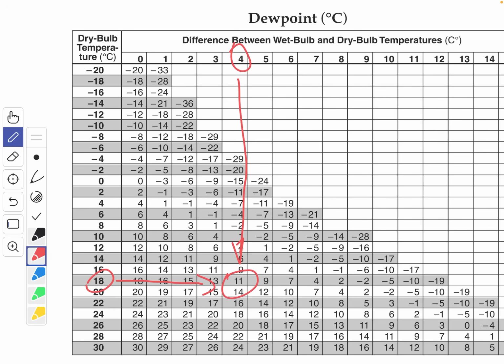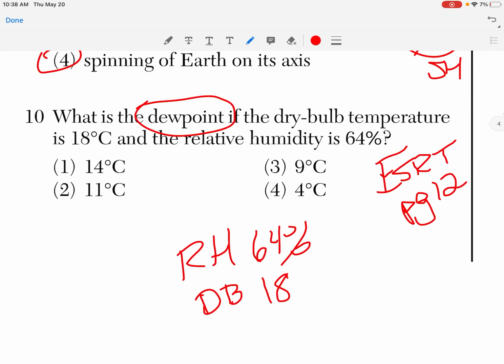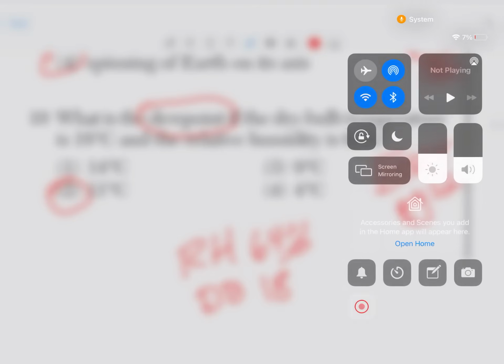So it requires using both charts. And let's go back to the actual test. And now we know that the answer is number 2, 11 degrees Celsius. So a little bit of a tricky one, but it's, again, just straight from your reference table.